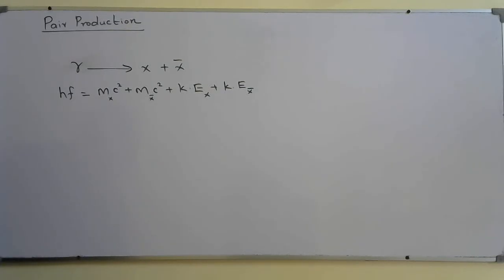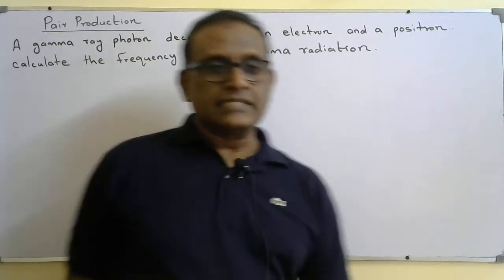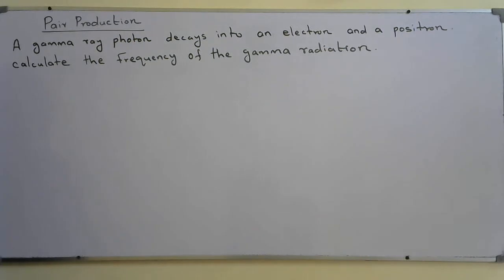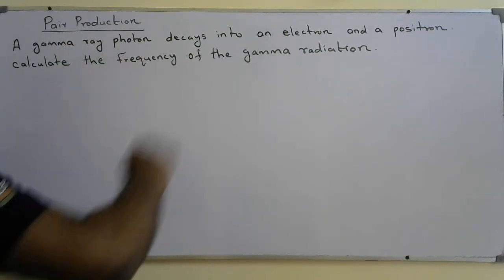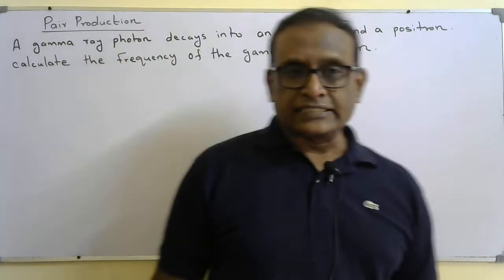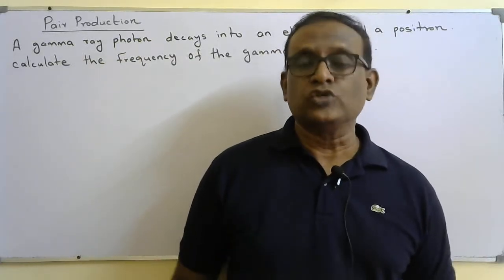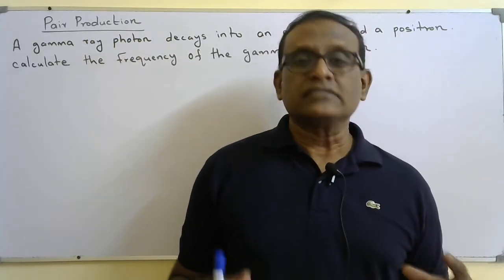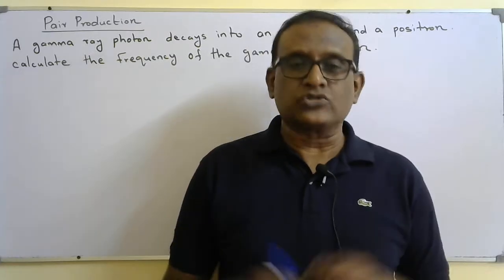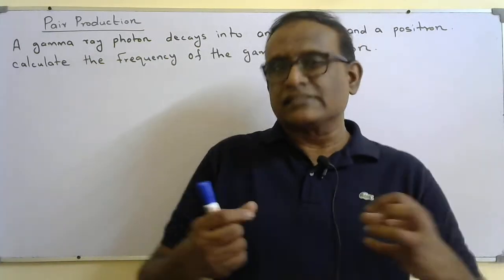Now we'll do a question related to pair production. Okay, so this is the question. A gamma ray photon decays into an electron and a positron. Calculate the frequency of the gamma radiation. Nothing is mentioned about the kinetic energy of the electron and positron, so we should assume the electron and the positron were just created. So their kinetic energy is zero, just created, right?